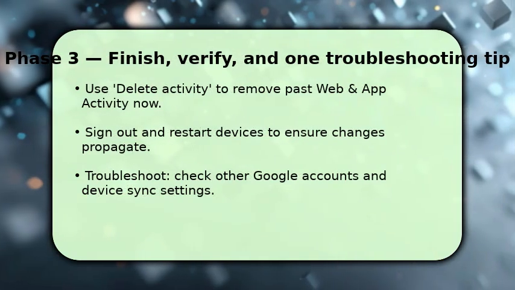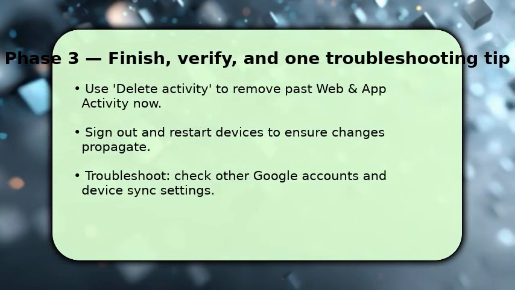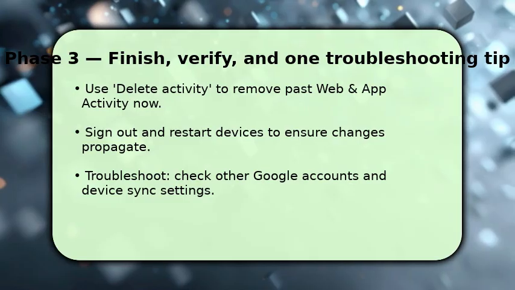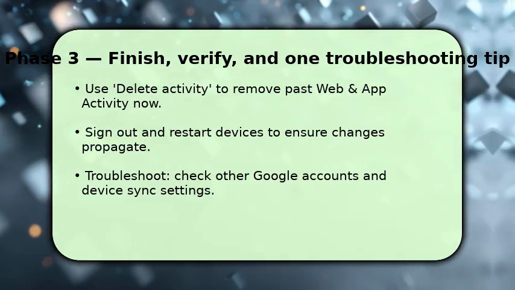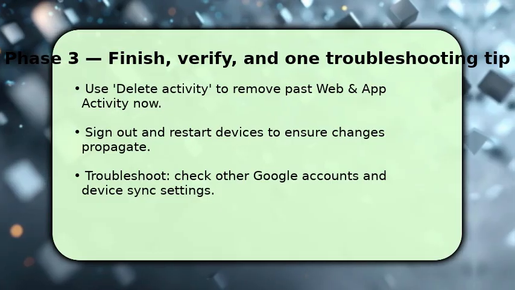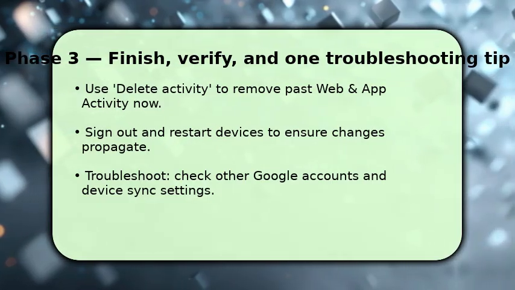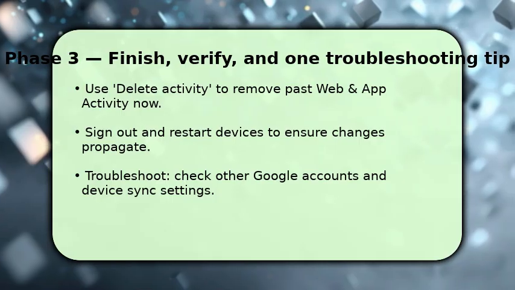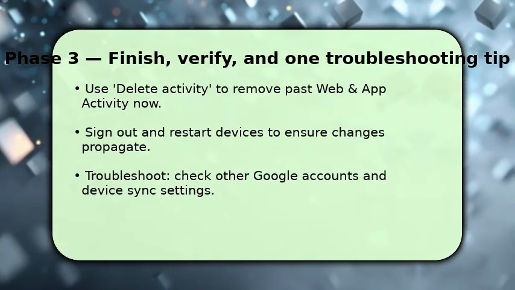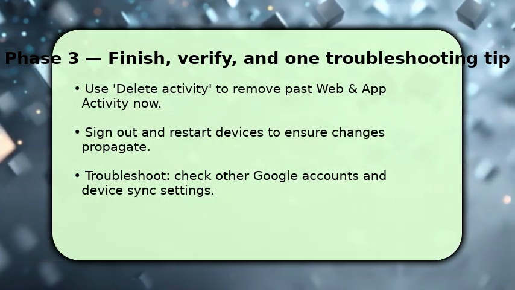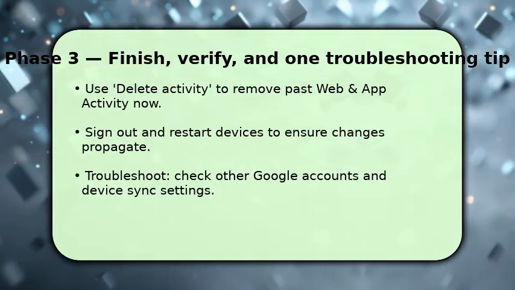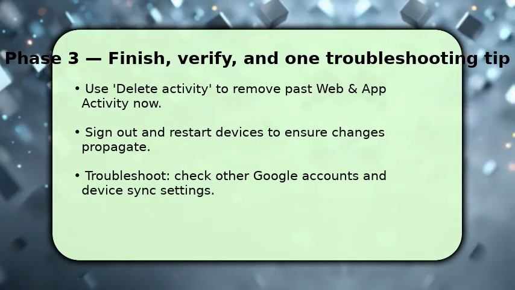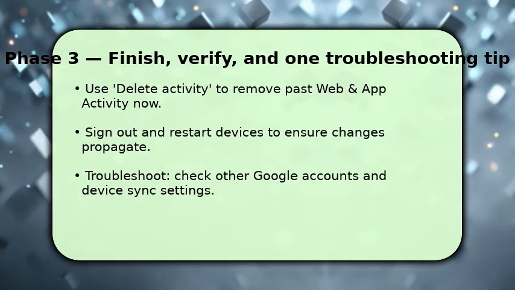After pausing and adjusting retention, delete existing activity. Choose Delete Activity by and pick the appropriate time range, then confirm. Once deletion and pause are set, sign out and restart the devices that use this account to force sync and apply settings across apps. Make sure other logged-in Google accounts don't have overlapping activity by checking Account Switcher. If you still see saved items, verify each account's web and app activity separately.